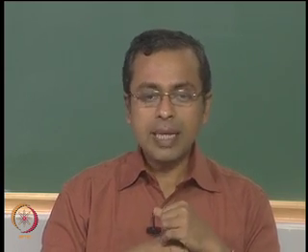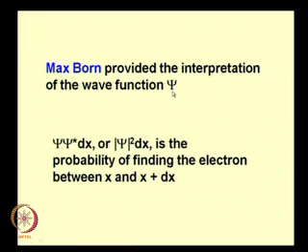Max Born is credited with helping us come up with an interpretation for xi. He basically said that xi is a wave function, so you can have a complex conjugate of it, and xi star xi dx, in other words the square of the modulus of xi times dx, is the probability of finding the electron between x and x plus dx, if the electron is the system we are working with. So when you use that wave function and calculate this across the universe, through all the space available to you, you will get some picture, some plot.